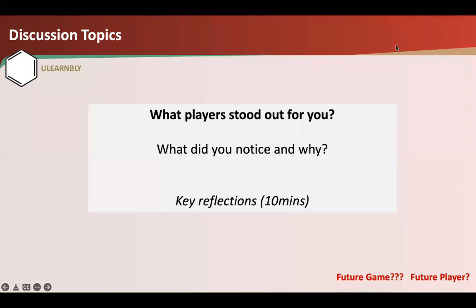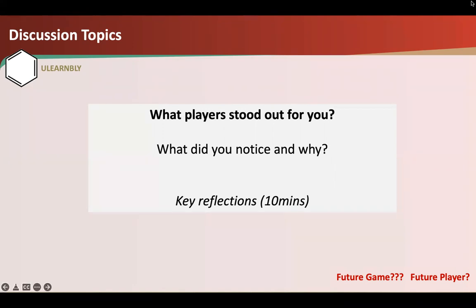So what players stood out to you? What did you notice and why? Really spend time thinking about this. 10 minutes, minimum 10 minutes. If you need more, of course, use more. And think about that in terms of those two questions. And try and relate it to understanding your biases, but also thinking about the future game and the future player.